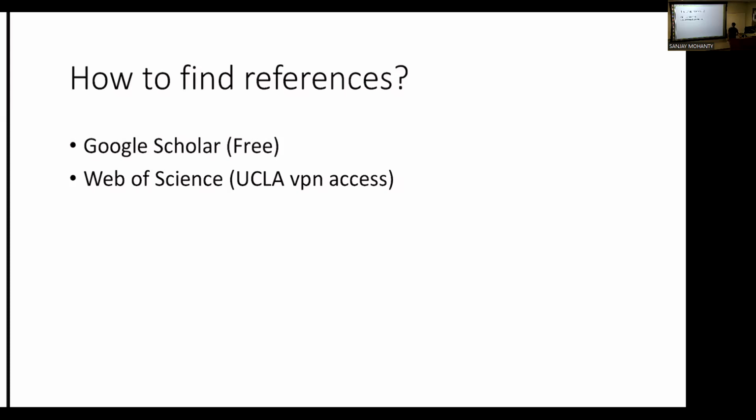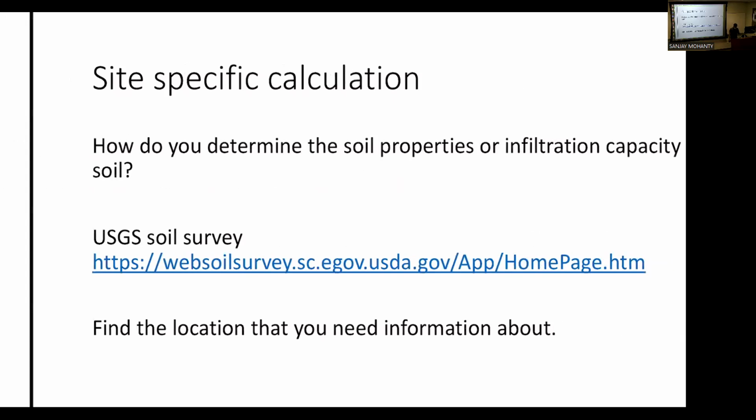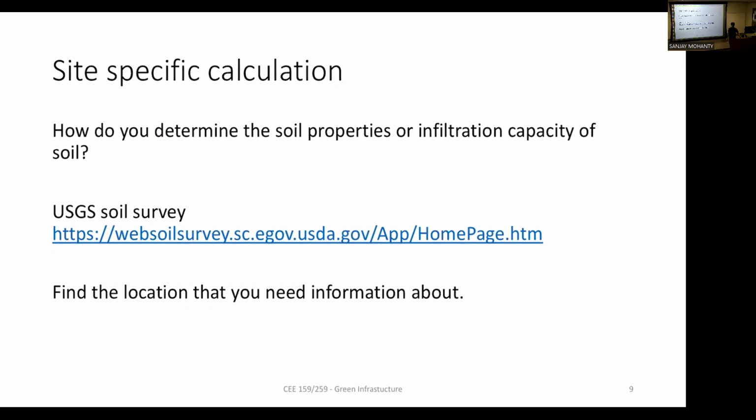Right, so how to find references? Now you know all that. The next thing is site-specific calculations. One of the things that you have to do in many projects is that if you have a specific site, you need to know the soil type, because you need to know whether the soil has natural infiltration capacity or not. How do you find that out? I don't remember if I showed you this one, but I'm going to show you now so that you can do it for a specific site.